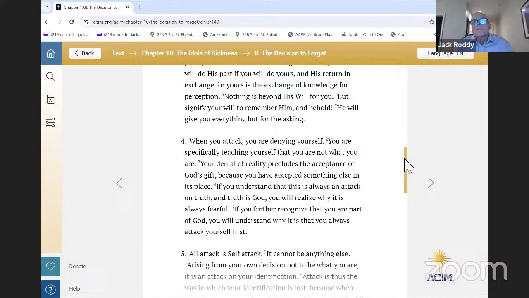Can you read one more paragraph before we close out? Sure. Okay, number 4. When you attack, you are denying yourself. You are specifically teaching yourself that you are not what you are. Your denial of reality precludes the acceptance of God's gift, because you have accepted something else in its place. If you understand that this is always an attack on truth, and truth is God, you will realize why it is also always fearful. If you further recognize that you are part of God, you will understand why it is that you always attack yourself first.